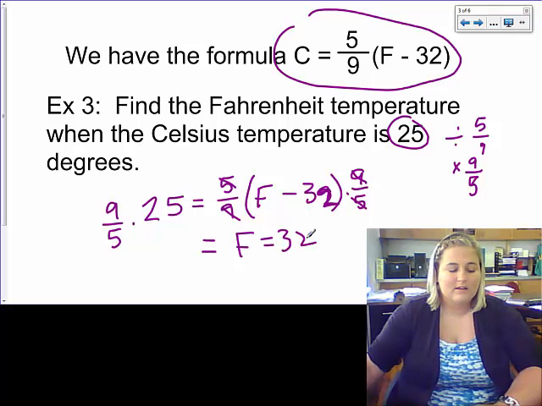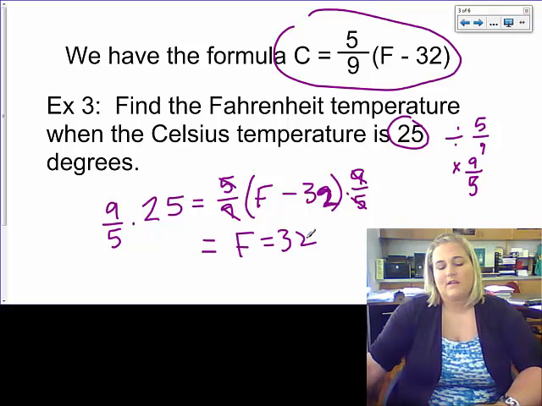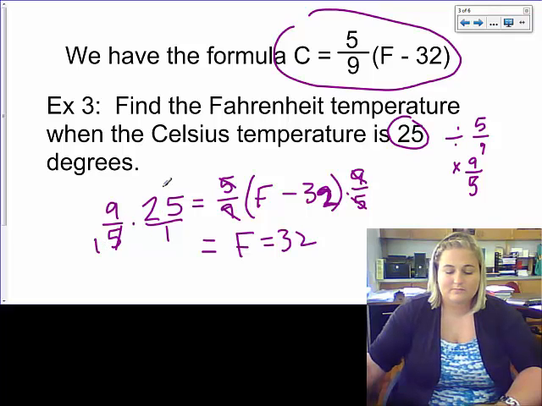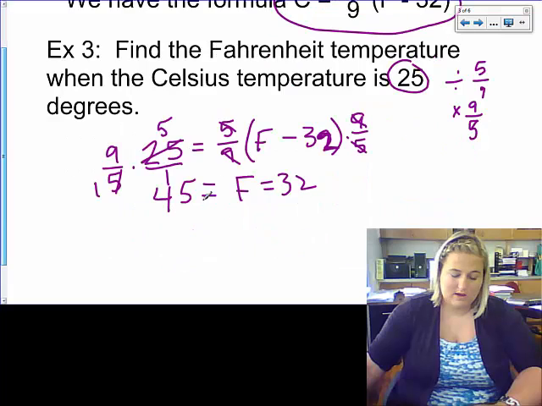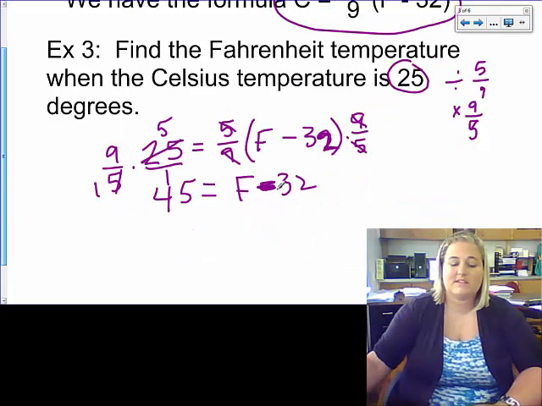Excuse me for a second. And on the left side, this is 9/5 times 25 over 1. We should be able to see that 5 and 25 will cancel, reduce down. So I have 9 times 5, which is 45. And finally, to get F by itself, I'm just, making all kinds of mistakes here.